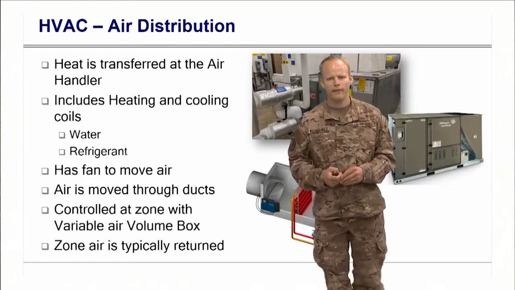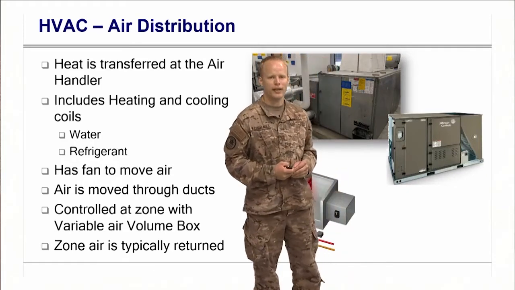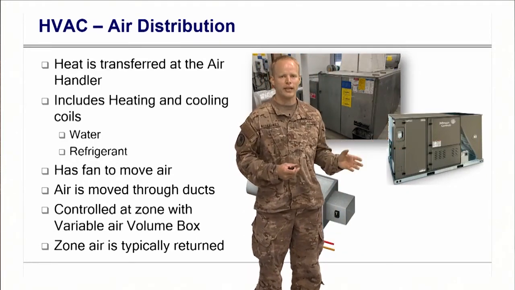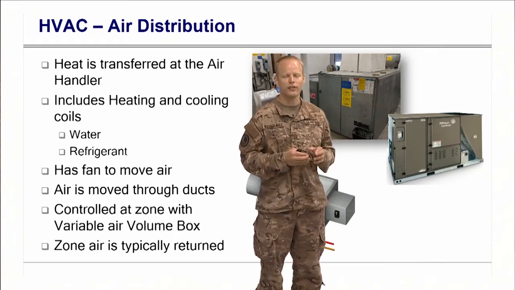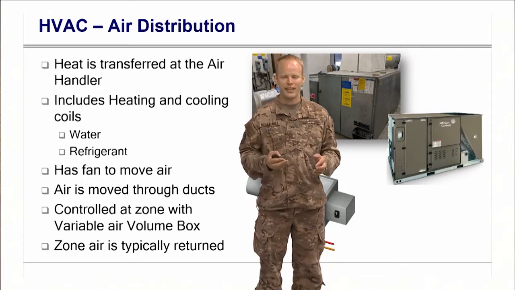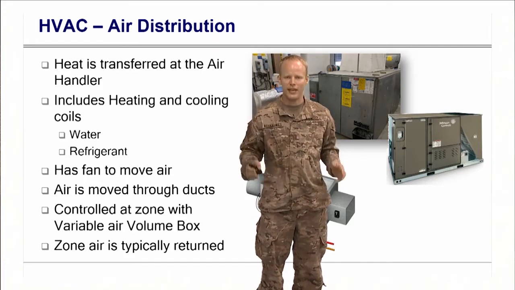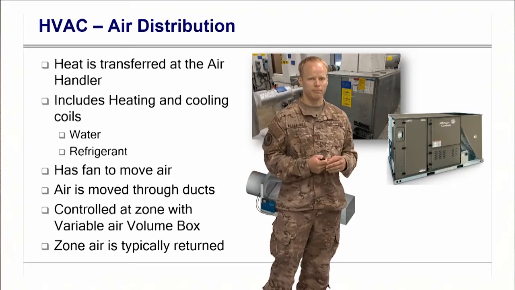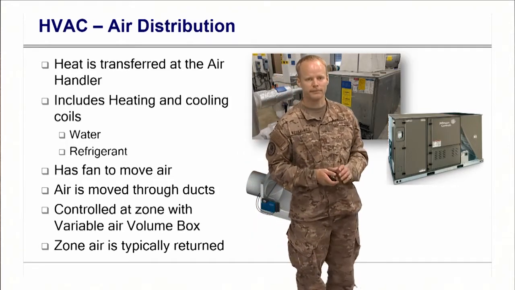One thing you may have, and that's what this picture is right here, is your package unit, a standard package unit, which contains the whole refrigeration cycle, heating, and cooling coils right there. These are very easy to install because you just take them, drop them on a pad, drop them on a roof, and then run ductwork to them. So that's another thing you may see.